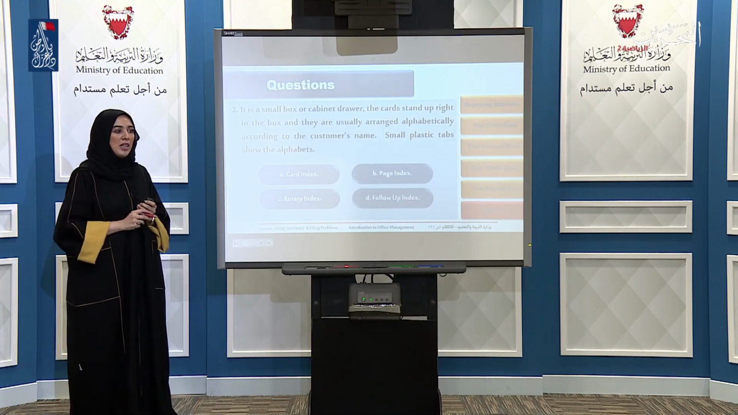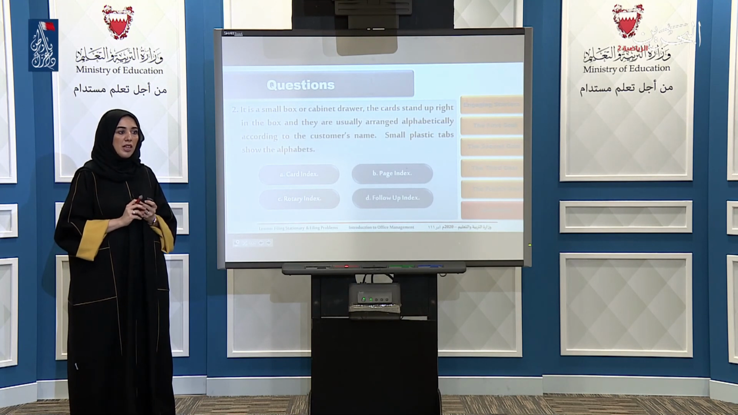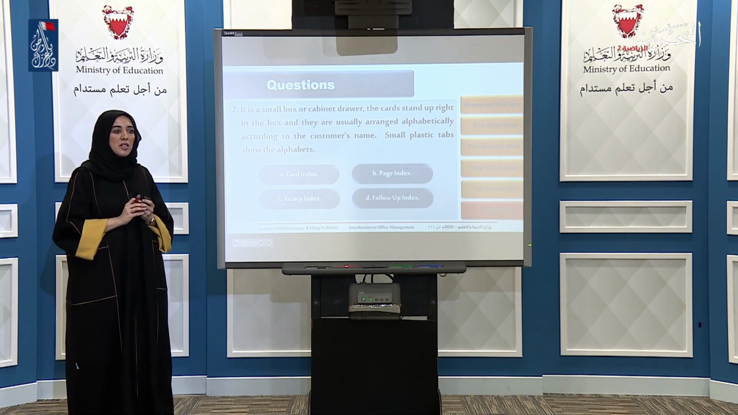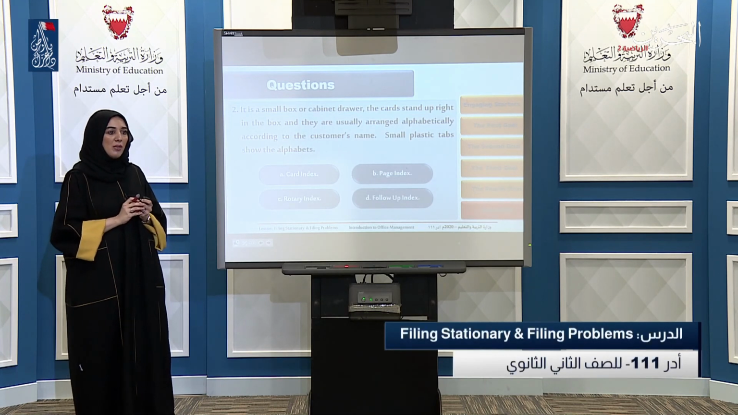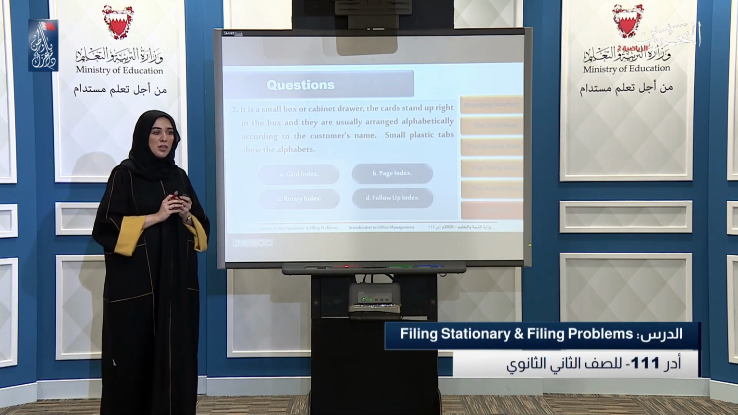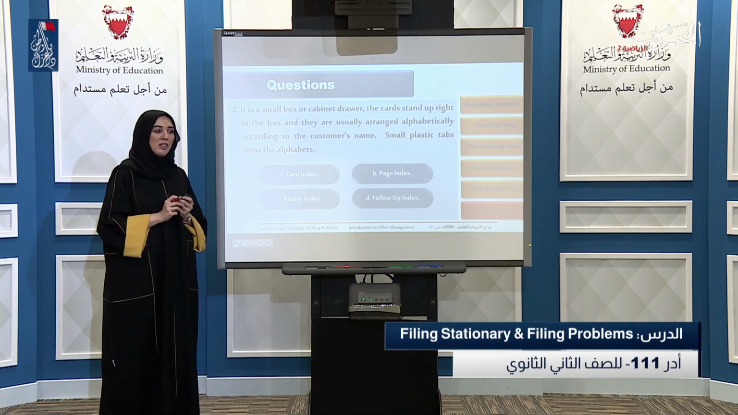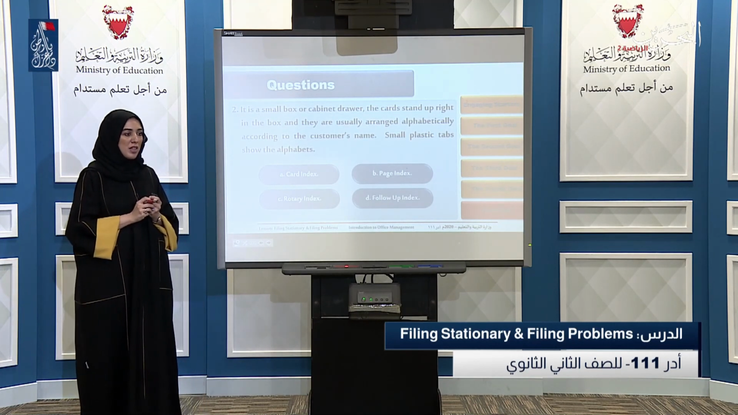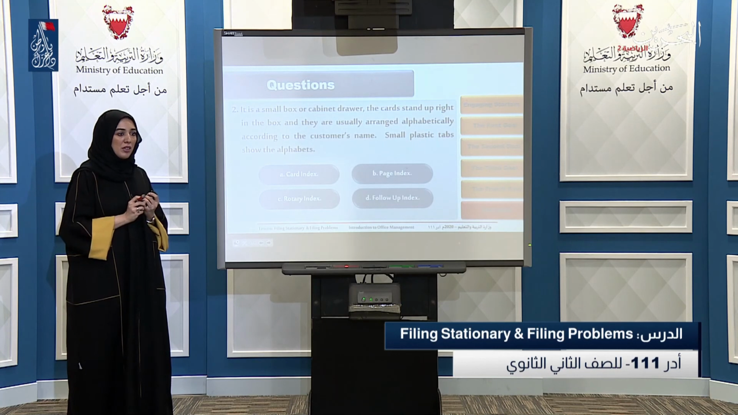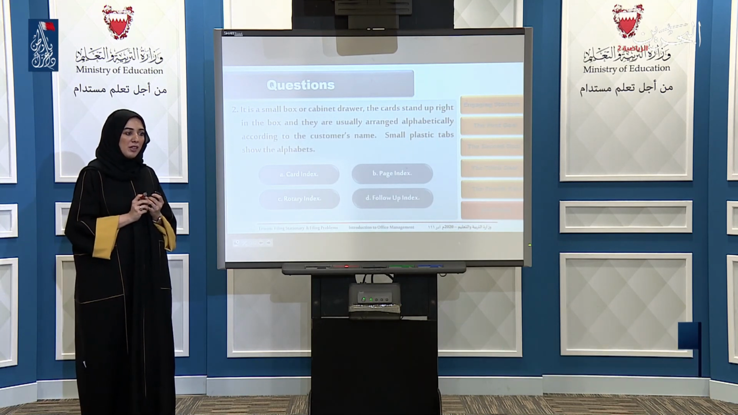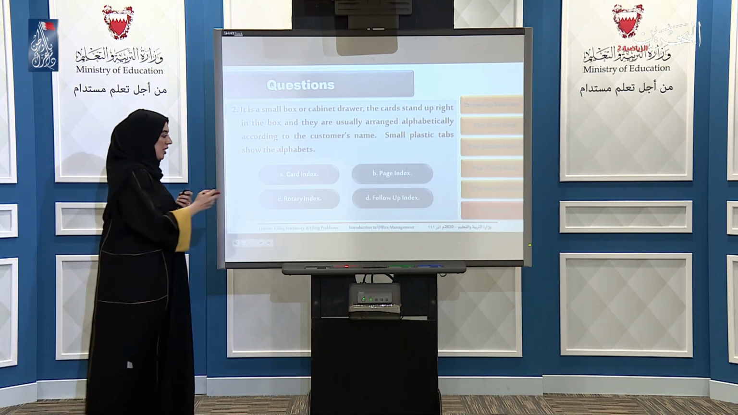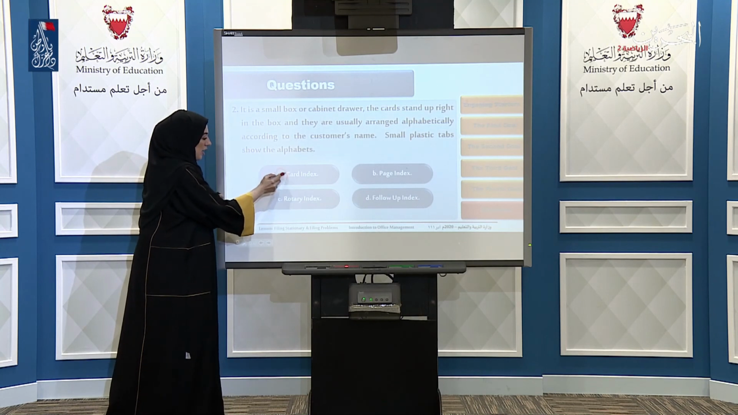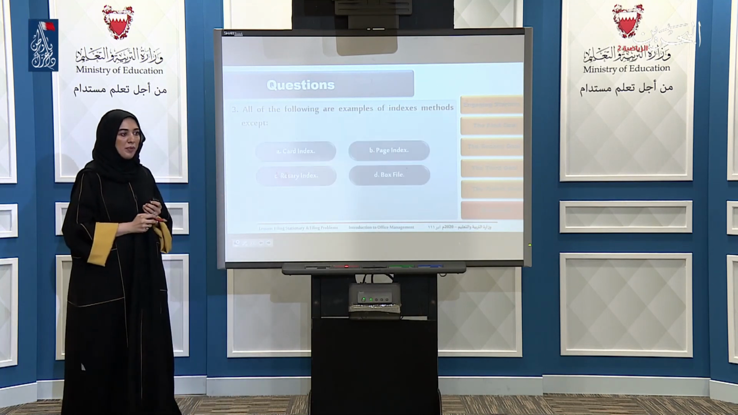Question 2. It is a small box or cabinet drawer. The cards stand upright in the box and they are usually arranged alphabetically according to the customer's name. Small plastic tabs show the alphabets. A. Card index, B. Page index, C. Rotary index, or D. Follow-up index. The answer is A. Card index.